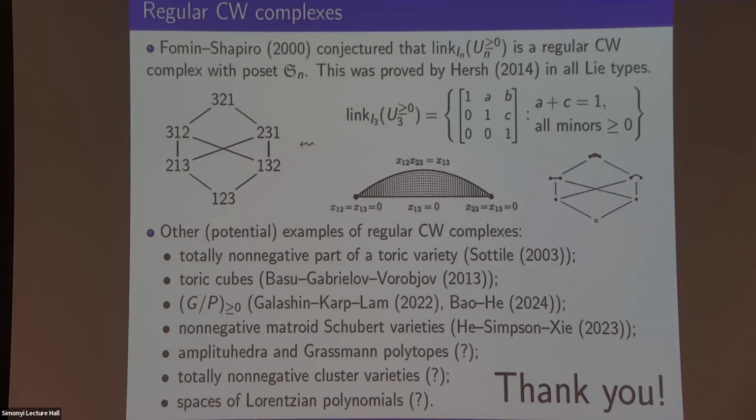Yeah. So is there a quick way to describe what the CW cell decomposition looks like for a G mod P for the totally non-negative part? Yeah, so for G mod B, we just get intervals in Bruhat order. And for G mod P, we get intervals in Bruhat order where the upper element is a minimal length coset representative of the Weyl group modulo the parabolic subgroup corresponding to P.